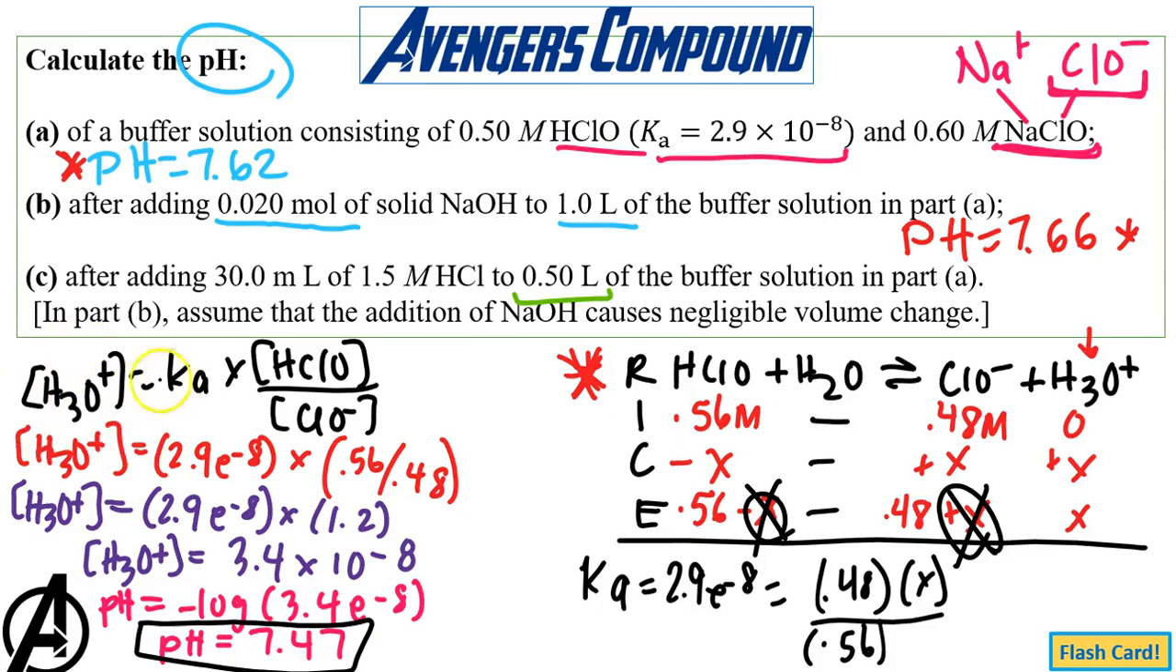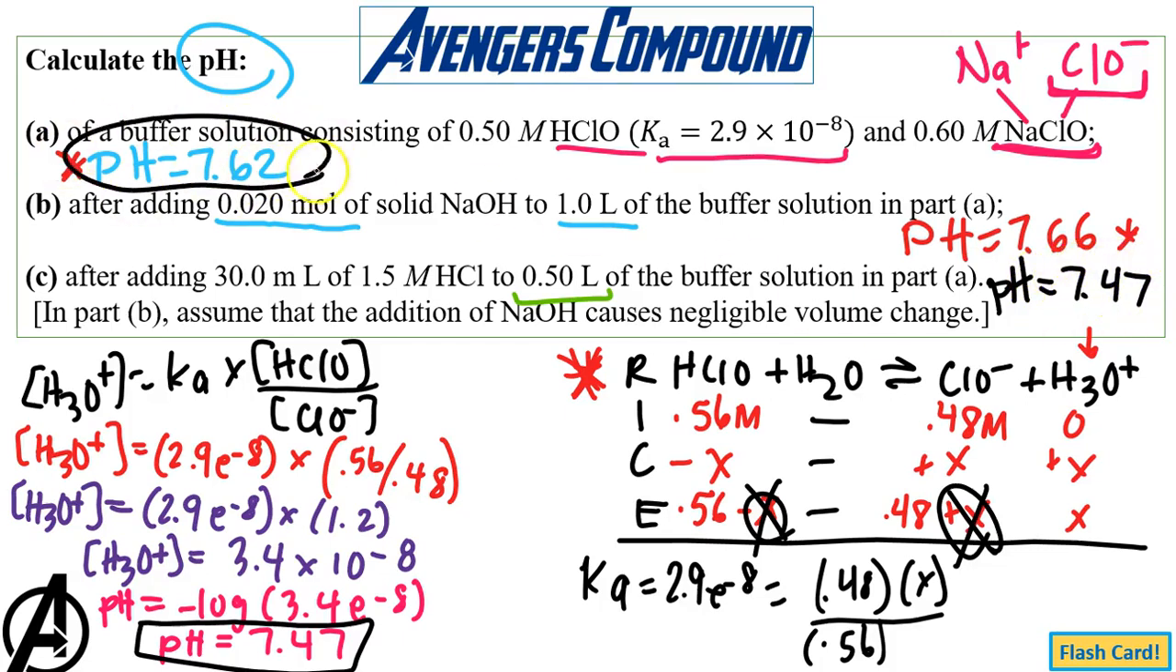Okay, so solving for H3O plus, I get Ka times my ratio of buffer components. So it's going to be 2.9 times 10 to the negative 8 multiplied by the 0.56 divided by 0.48 ratio. This ratio is equal to 1.2. I'm going to multiply that by my Ka value, and I get an H3O plus concentration of 3.4 times 10 to the negative 8. If I want to get the pH, I'm going to take the negative log of 3.4 times 10 to the negative 8, and I get a pH of 7.47. So the pH here is equal to 7.47.